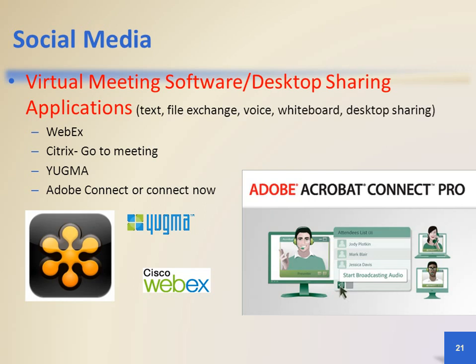Here, another form of synchronous communication, and a way of sharing, is virtual meeting software or desktop sharing applications. Basically, they allow you to share text files, voice, whiteboards. You can see I've got some listed here that are common: WebEx, Horizon Wimba, Yugma. I use that. You can use it free, which is great. Adobe Connect or Connect Now. Connect Now is free for 3 people to collaborate at one time using this new Adobe buzzword, which is in beta. I'll explain in just a minute.